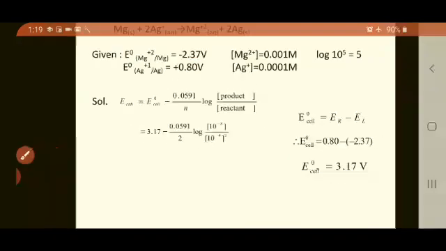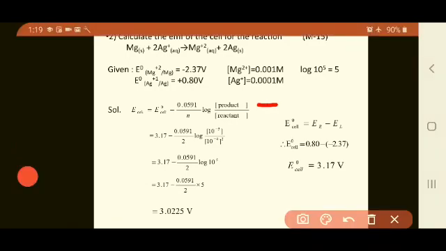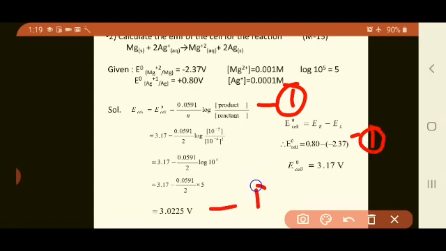So let us see the next step. 3.17 minus 0.0591 divided by 2 into log of 10 to the power 5. Now this value is already given. Therefore, substituting, log of 10 to the power 5 is equal to 5. We will get the next step, and the final answer will be 3.0225 volt. So again this problem is asked for 3 marks. 1 mark for first writing the formula, 1 mark for calculation of E naught cell and 1 mark for the final answer.